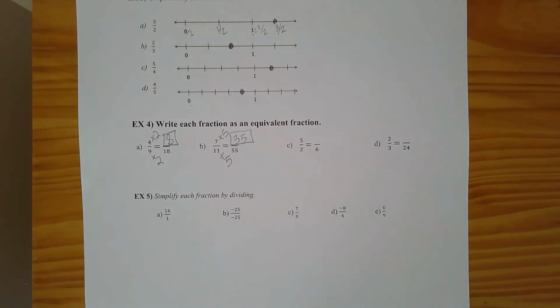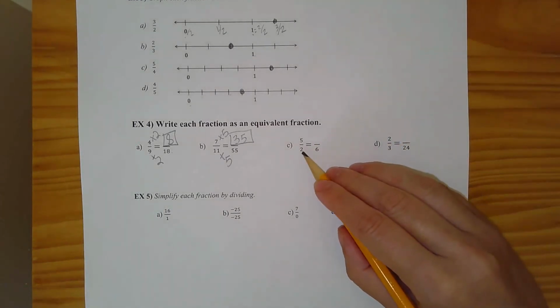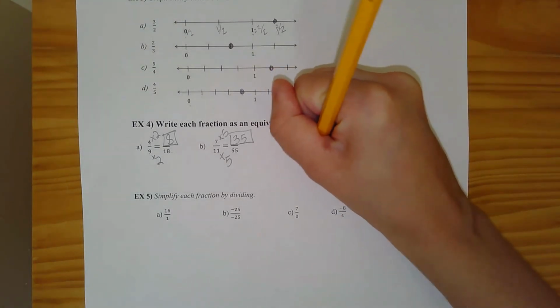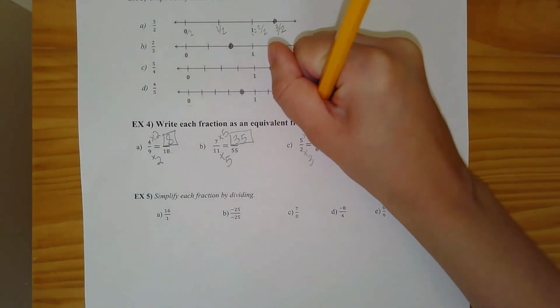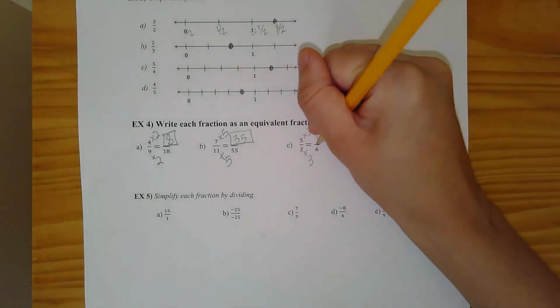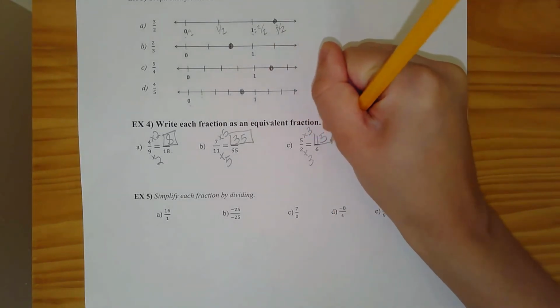My next one in part C is 5/2 equals blank over 6. So again, I'm thinking 2 times what gives me 6? 2 times 3 is 6. So I will multiply my numerator by the same thing. 5 times 3 would be 15.